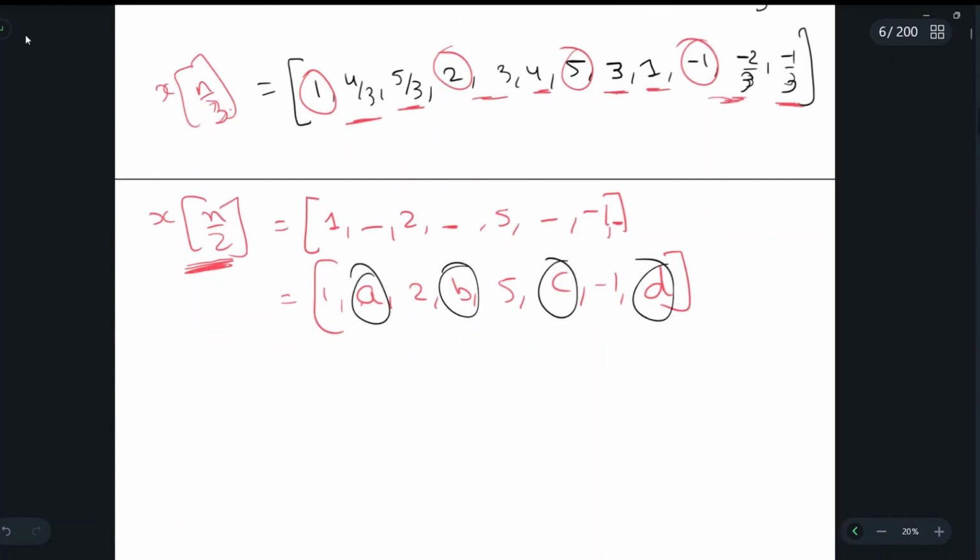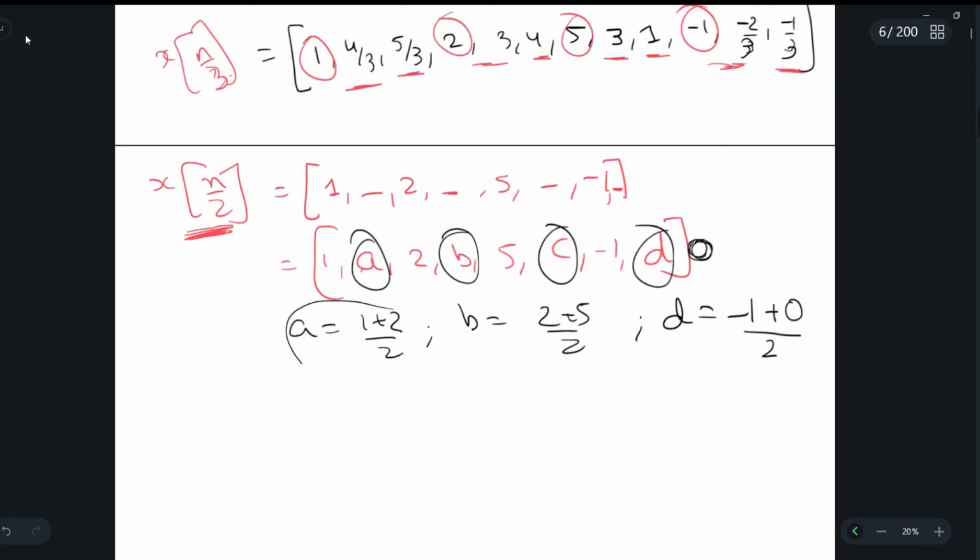That is, for A you will write 1 plus 2 by 2. For B you will be writing 2 plus 5 by 2. For D you will be writing minus 1, and over here what will you write? We will assume 0 over here because we do not have anything over here. So we will assume 0 to be here and divide by 2 in order to find the average.